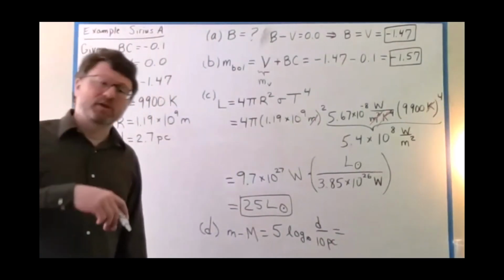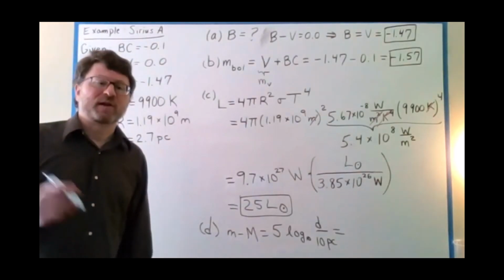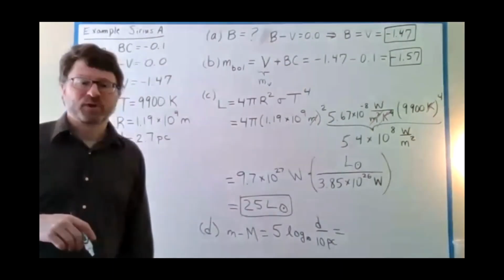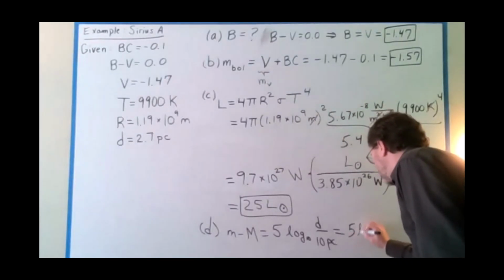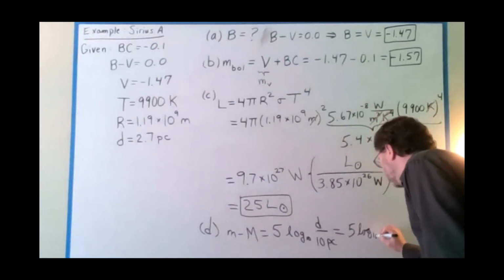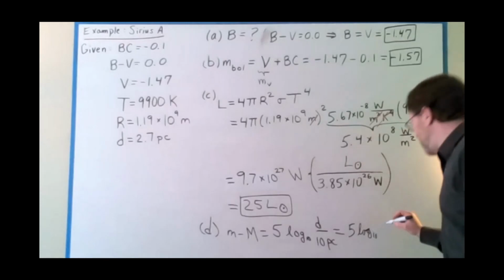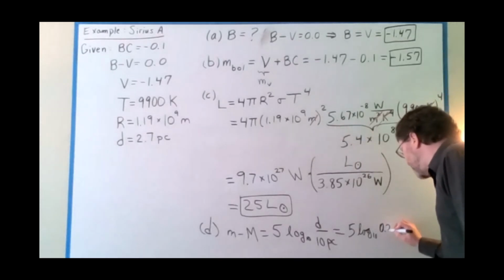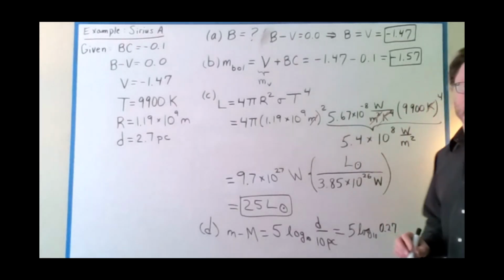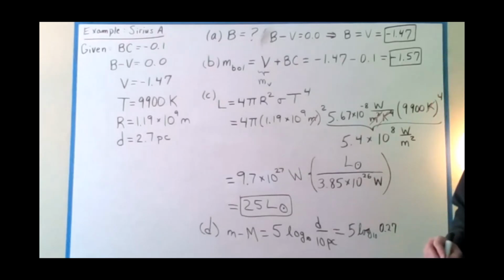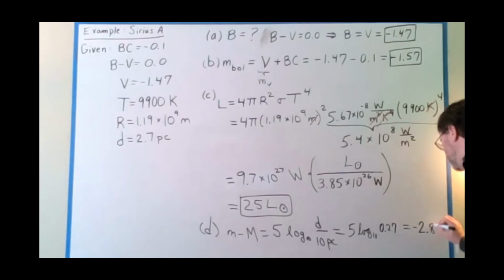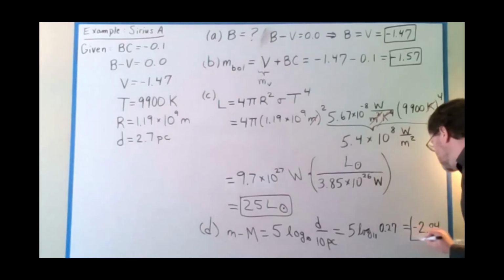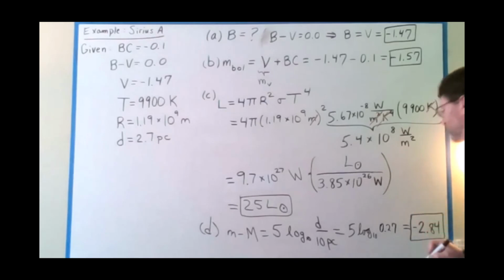You can also, if you ever know the distance modulus, solve for the distance. And so let's plug in for d. This is 5 times log base 10 of, well, 2.7 divided by 10 is 0.27. And the parsecs in the numerator and denominator make a ratio of 1. And then when I ask my calculator to evaluate this, this is negative 2.84. So that is the so-called distance modulus.